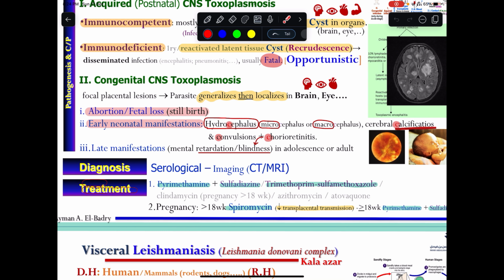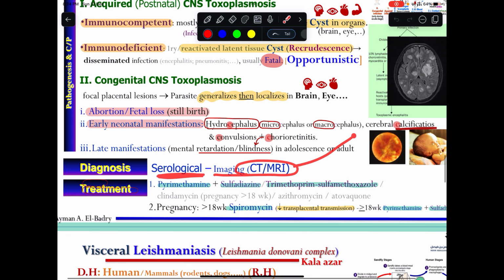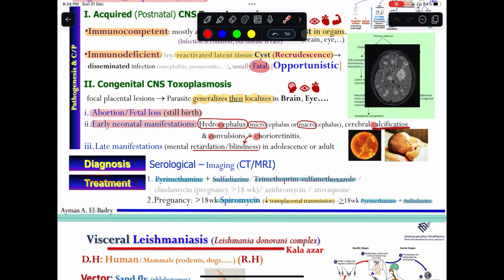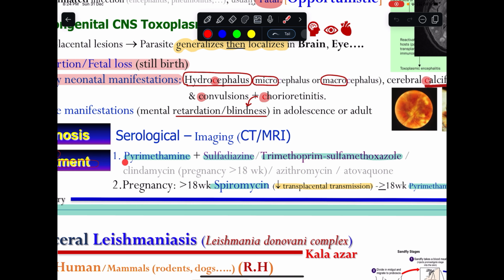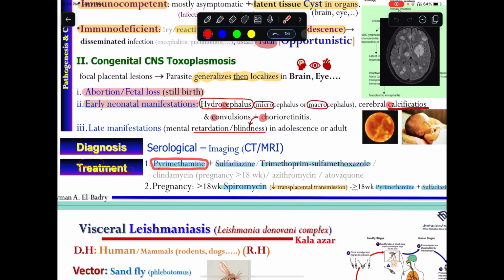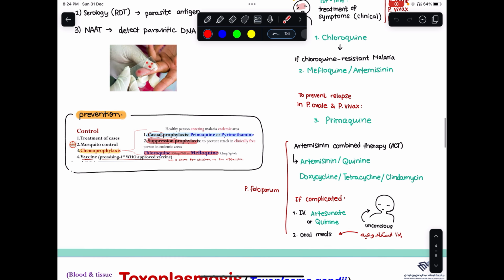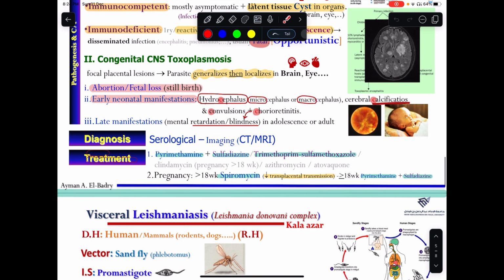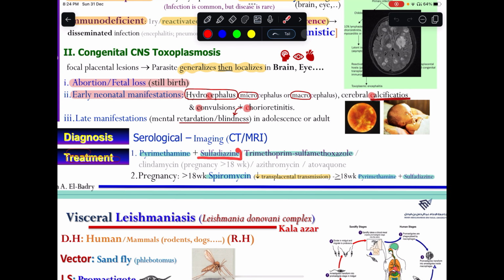So for diagnosis, we could do serology and find the antigens, or imaging, CT and MRI, and this is what you'll mainly find. For the treatments, honestly, I tried and it's a bit hard. So you have pyrimethamine. So if you remember what pyrimethamine was over here for our causal prophylaxis. Or sulfadiazine, or trimethoprim and sulfamethoxazole.